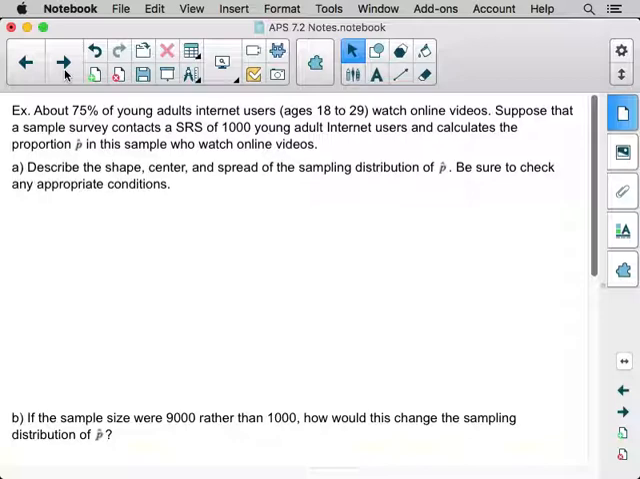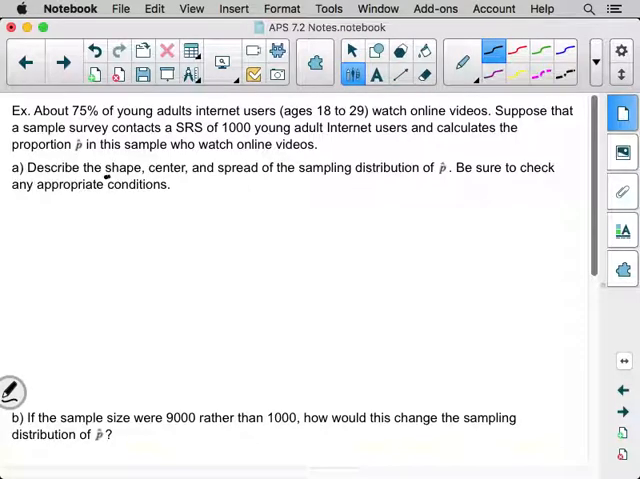All right, so here are 3 things that we need to say and check anything along the way that would justify what we're saying. Now, first, let's just go in order. It says describe the shape. Well, in here, really only one shape matters. What's the one shape that matters? If it's normal or not, right? That's really the only thing we need to care about. Is it normal, or is it approximately normal? Is it not approximately normal?